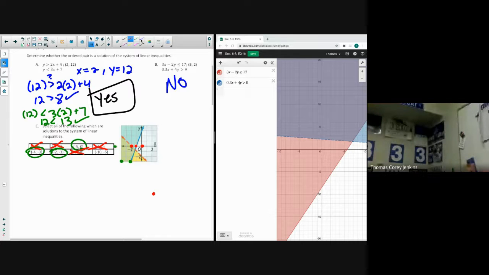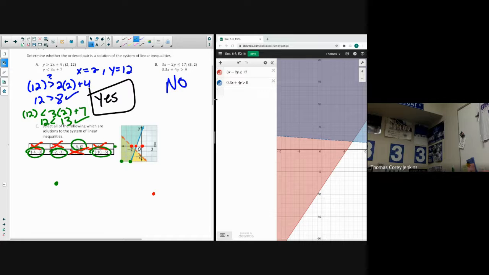And then the last one, -10, -5. 10 to the left would be somewhere over here. Down 5 would be here. Okay, so even though we can't see it, you can tell if you projected that would be in the double shaded region. Okay, so that's a nice kind of tough question for you there.